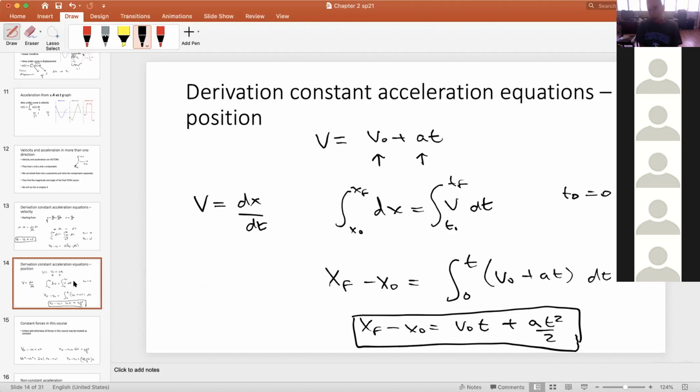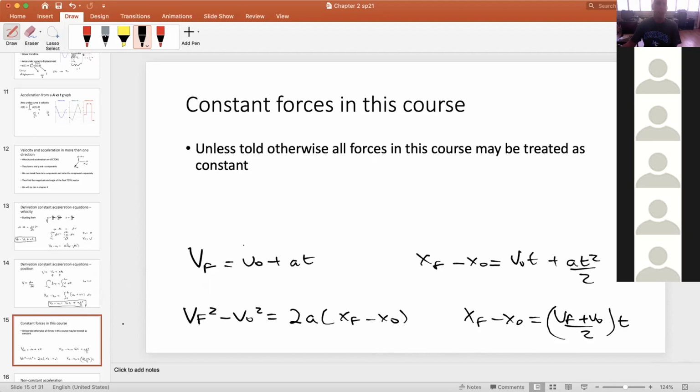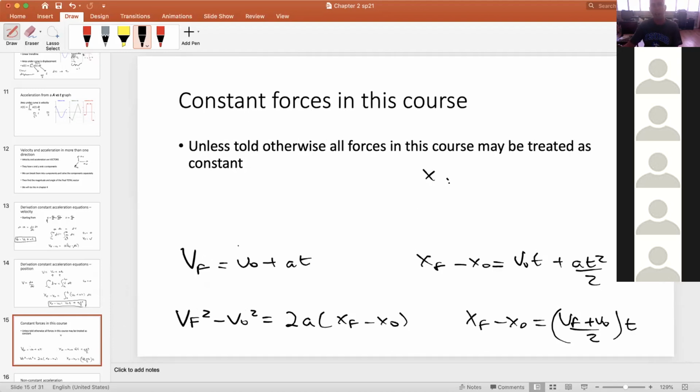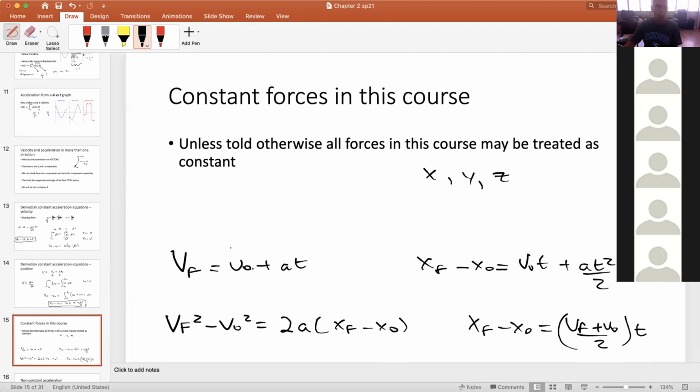So if I go back a slide, all I did on this slide was I used v is equal to dx/dt, rearranged it, and I used this as my function for v, noting that v naught and a were constants. And I get this equation. One other thing I want to say, I wrote x here, but it could be x or y or z. If these are x, then this is v initial in the x, v final in the x, a in the x. Okay. This is just the general version.